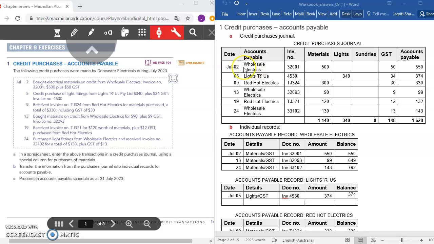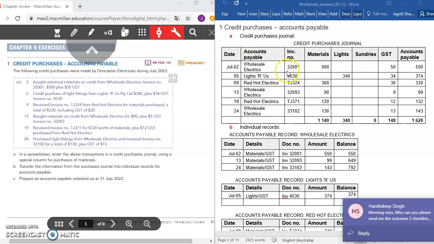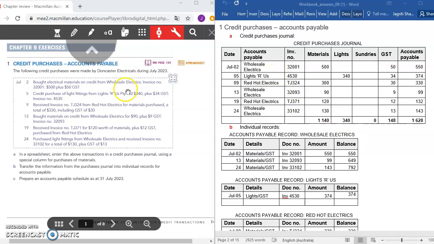Accounts payable, so that's the name of the business or an individual, okay, from whom you're buying the goods. So in the credit purchases journal, your business is buying the goods or services from another business. Now accounts payable, again, this is going to go into your current liabilities in your balance sheet. Okay, so that means you have to pay these businesses money. Okay, now let's look at the entries one by one.